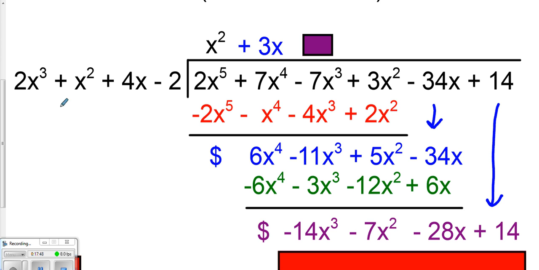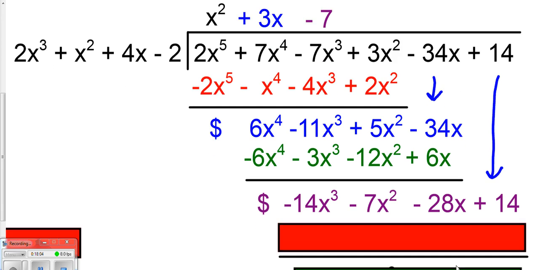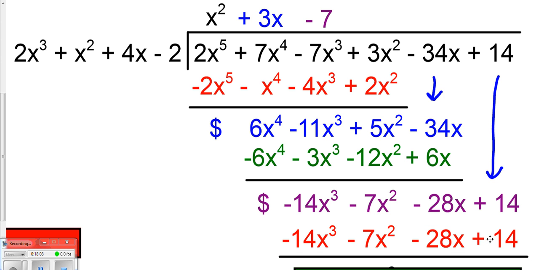Okay. Now I need to look at 2x cubed into negative 14x cubed. So what times 2x cubed would make negative 14x cubed? I would need a negative 7. So now when I do negative 7 times each one of these pieces, that'll give me my next polynomial down here. So in fact, that gives me negative 14x cubed minus 7x squared minus 28x plus 14.